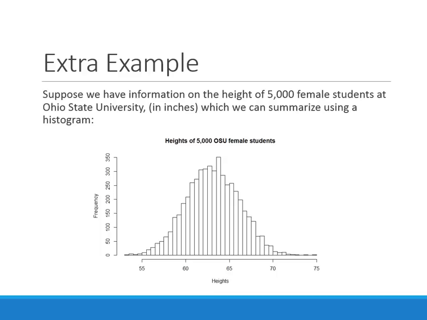Suppose that we have information on the height of 5,000 female students here at Ohio State in inches. And we can summarize those heights using a histogram here. Everyone's clear on what a histogram is, yes? We're just tallying up the heights of these 5,000 people in one picture here.